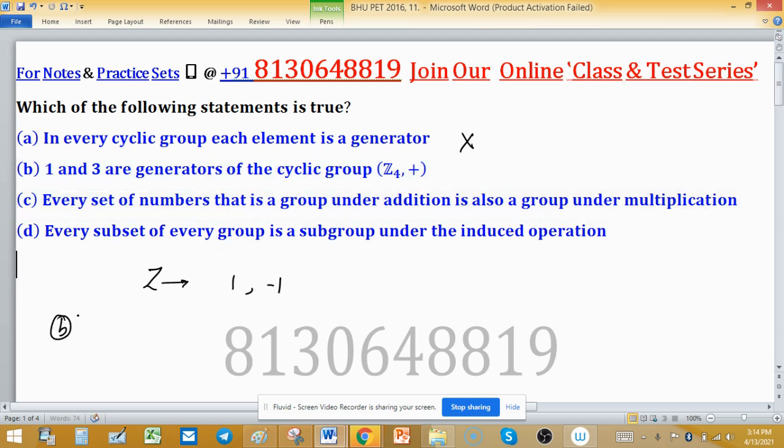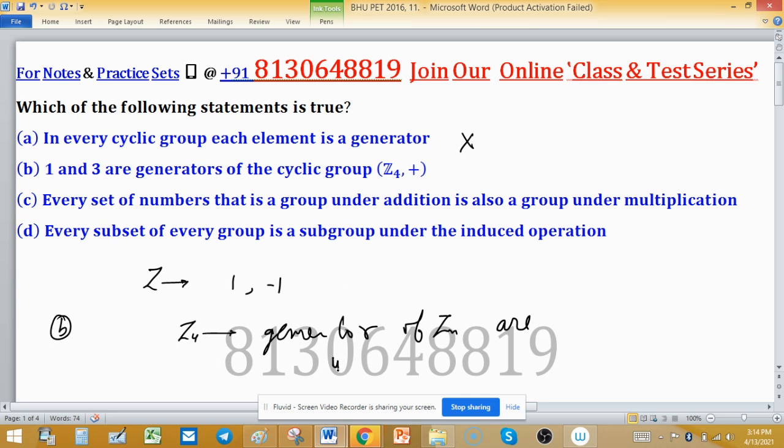In option B, 1 and 3 are generators of the cyclic group Z4. The generators of Zn are those elements which are coprime with n and less than n.